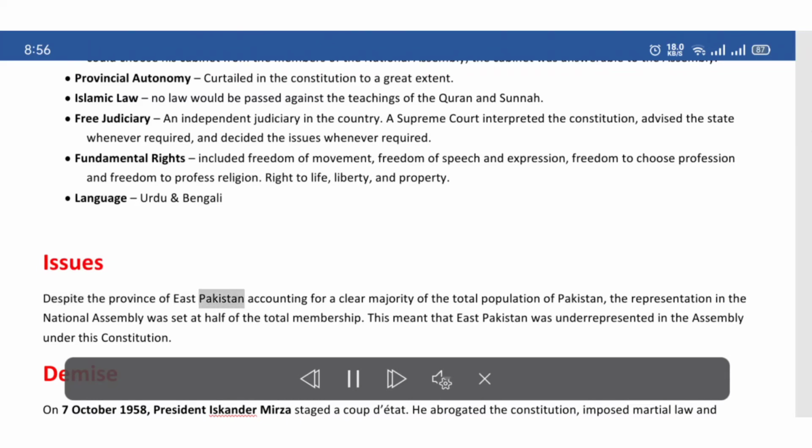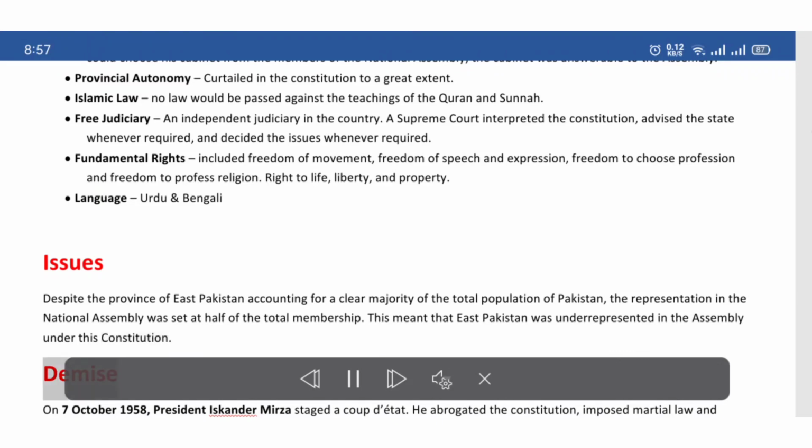Issues. Despite the province of East Pakistan accounting for a clear majority of the total population of Pakistan, the representation in the National Assembly was set at half of the total membership. This meant that East Pakistan was underrepresented in the Assembly under this constitution.